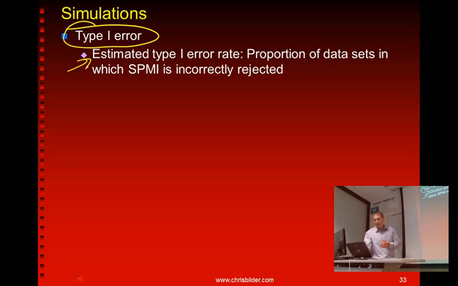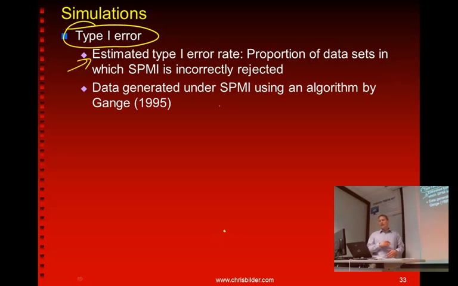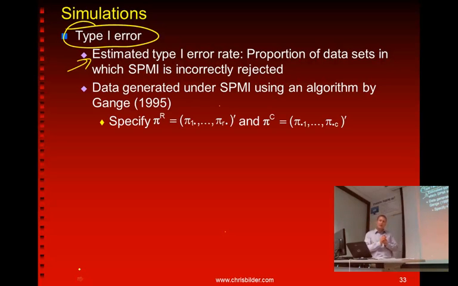So I want to calculate an estimated type 1 error rate, the portion of data sets in which SPMI is incorrectly rejected, where I'm going to simulate data assuming SPMI is true. The way I generated the data was through a correlated binary data algorithm. There are many of them out there. This is my favorite. We don't need to get into the details behind it. For the project we're going to use a different one, programmed in R.